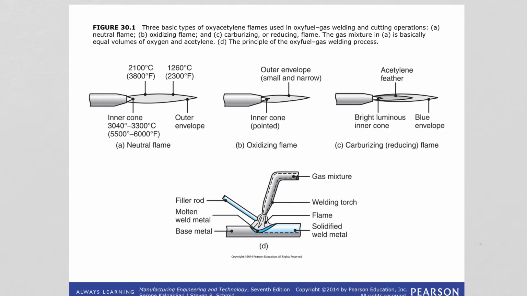So now we have described there is inner core, and you see in a neutral flame. This is due to having two different reactions taking place, and you can see that inner core in the flame, both in neutral and oxidizing flame. In addition to that, the carburizing flame has forming acetylene feather. Due to this excess of fuel, we have three zones, remember, in the carburizing flame.